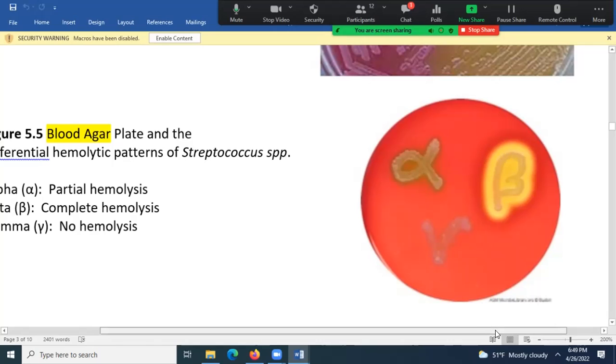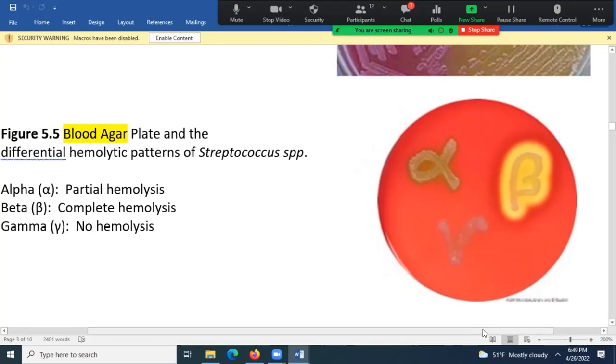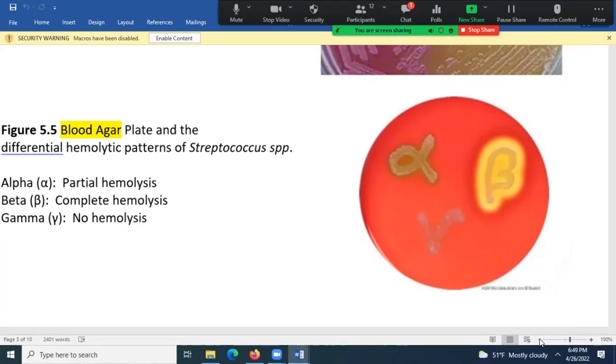Now you'll note that usually, if not always, you'll see a darkening of the blood around the complete hemolysis. And that's from partial hemolysis. And that's normal to see partial hemolysis outside of the beta hemolysis. Any question about any of that?